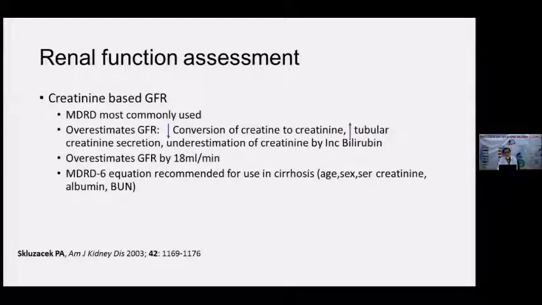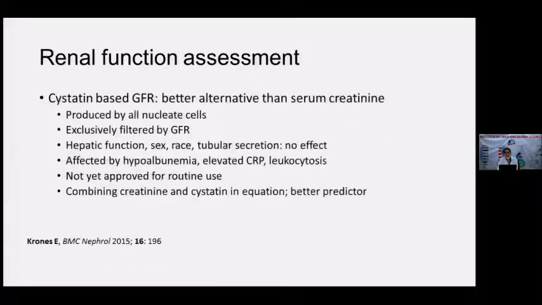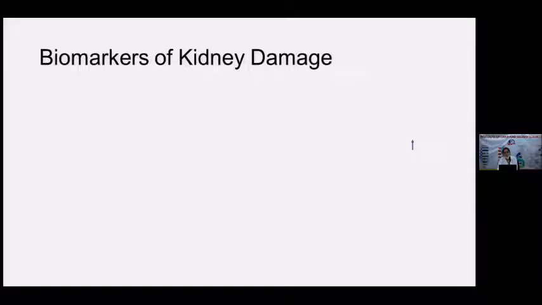The MDRD6 equation is recommended for use in cirrhosis despite its limitations, where age, sex, serum creatinine, albumin, and BUN are used as variables. Then cystatin-based GFR is a better alternative than serum creatinine. It is produced by all nucleated cells and exclusively filtered by GFR. Hepatic function, sex, race, and tubular secretion have no effect. It is affected by hypoalbuminemia, elevated CRP, and leukocytosis. It is not yet approved for routine use, but combining creatinine and cystatin in the equation would be a better predictor.